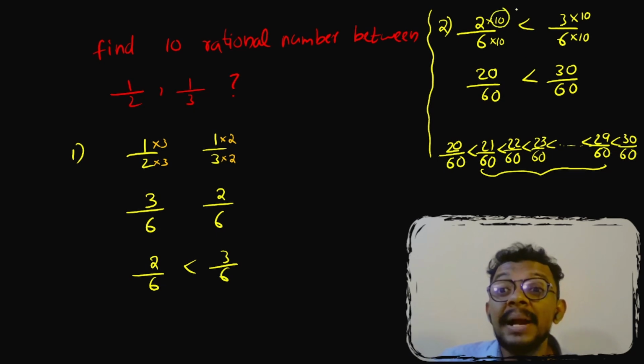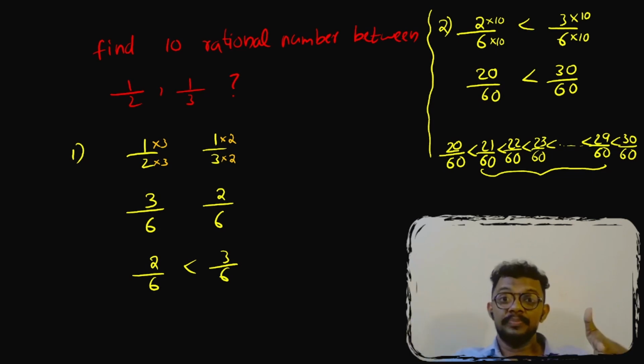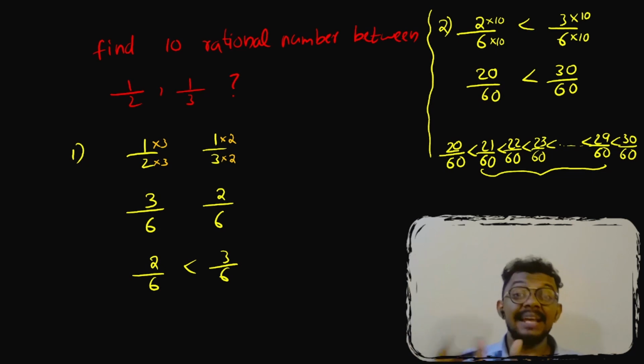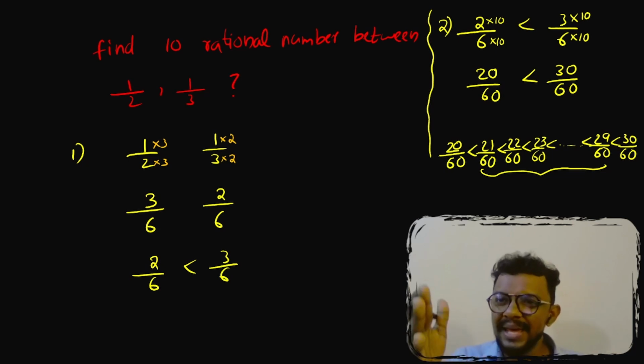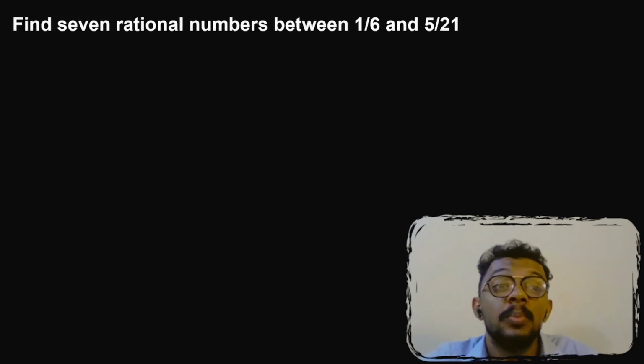Instead of 10, if I multiply by 100, I should get 99 more. If I multiply by 1000, I should get 999. I can multiply any number here, and that many rational numbers I will get between them. Hope it is clear. If it is not clear, I will discuss one more problem.